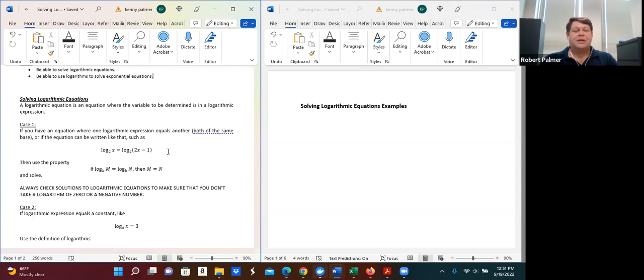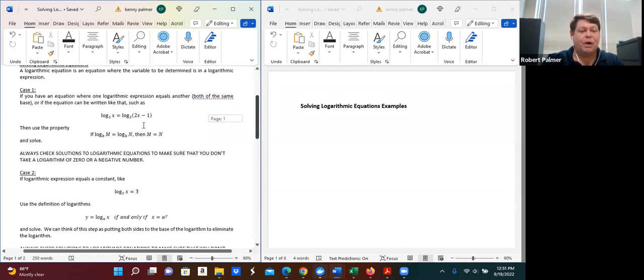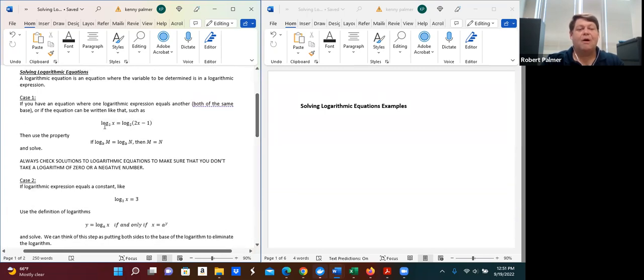You have a couple of different cases of these kinds of logarithmic equations. The first case looks like this, where you have one logarithmic expression equal to another logarithmic expression, both of the same base. We'll use this property, which says that if you have logs of both sides equal and they both have the same base, then what you're taking the log of must be equal. So if log base b of m equals log base b of n, then m equals n.